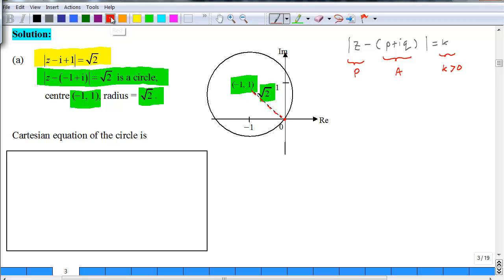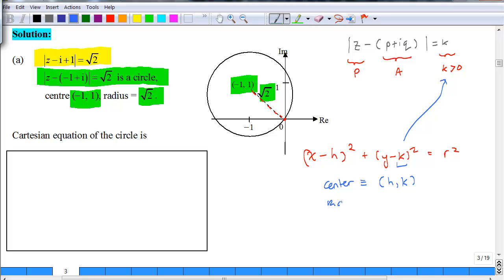Let's recap. The equation of a circle in the Cartesian form is given by (x minus h) squared plus (y minus k) squared is equal to r squared. Take note, this k is not the same as the earlier k. If I write down the general form of the equation of the circle in this form, I will know that the center of this circle has coordinates (h, k), and the radius is equal to r. So let's see whether we can get a similar equation to this.